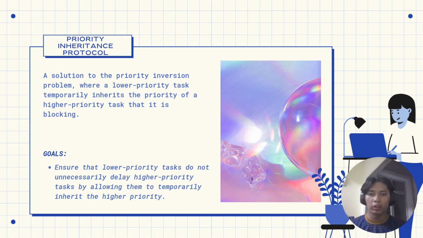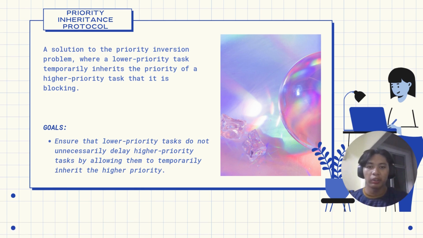Priority inheritance protocol. So, what is that? It is a solution to the priority inversion problem where a low priority task temporarily inherits the priority of a higher priority task that it is blocking. So it is to ensure that lower priority tasks do not unnecessarily delay higher priority tasks by allowing them to temporarily inherit the higher priority.